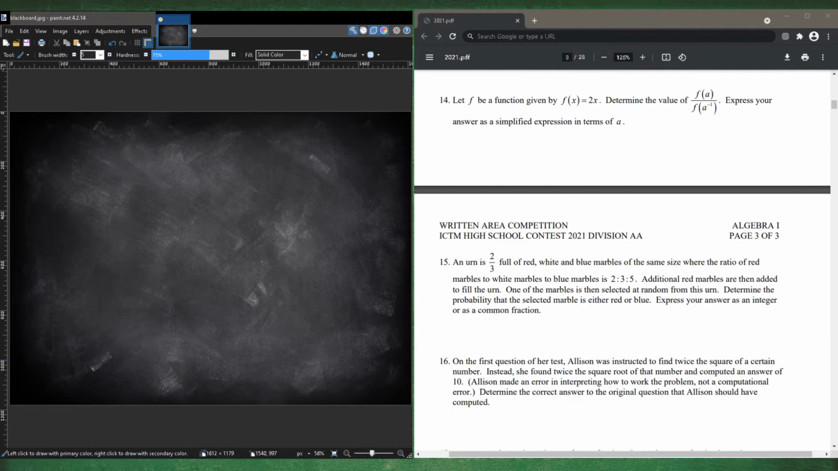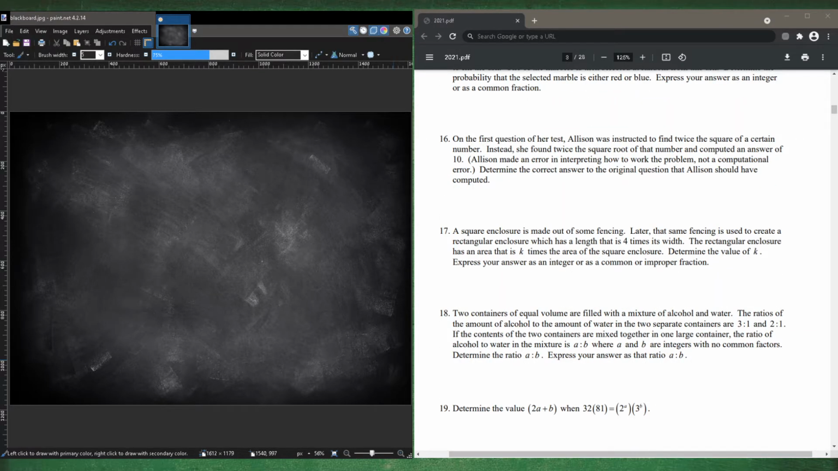Okay, question 18. Two containers of equal volume are filled with a mixture of alcohol and water. The ratio of the amount of alcohol to the amount of water in the two separate containers are 3 to 1 and 2 to 1. If the contents of the two containers are mixed together in one large container, the ratio of the alcohol to water in the mixture is A to B, where A and B are integers with no common factors. Determine the ratio A to B.